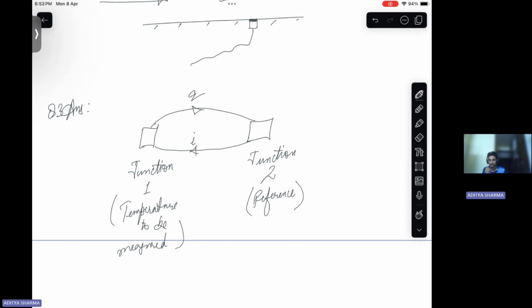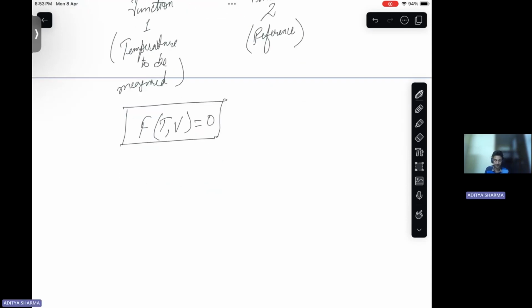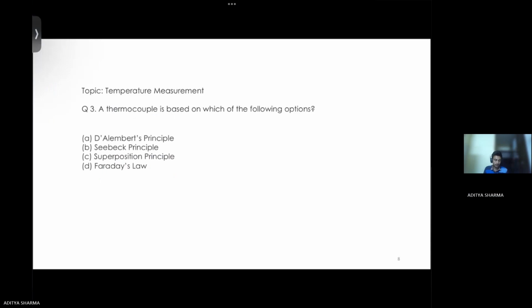So in this way we use a calibrated thermocouple to measure the temperature data. This is basically a function of temperature and voltage, and from that we get our required temperature value. So this is the Seebeck principle.